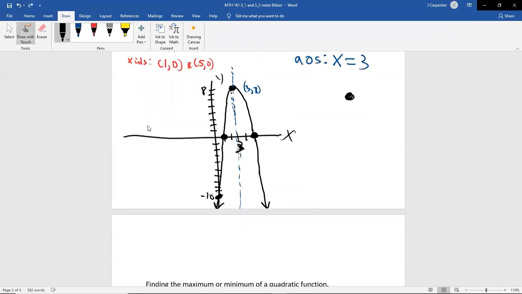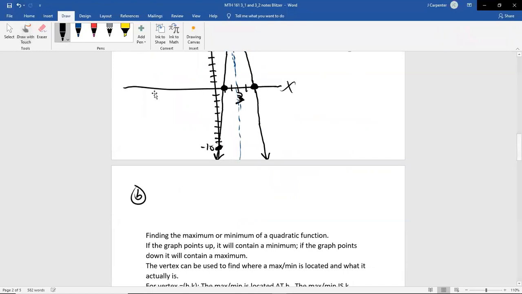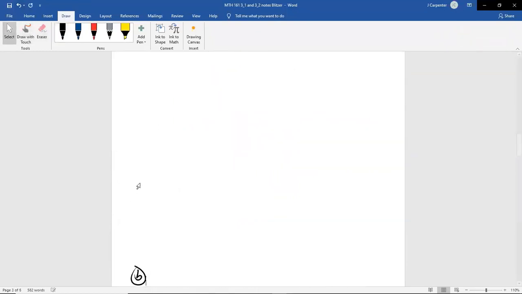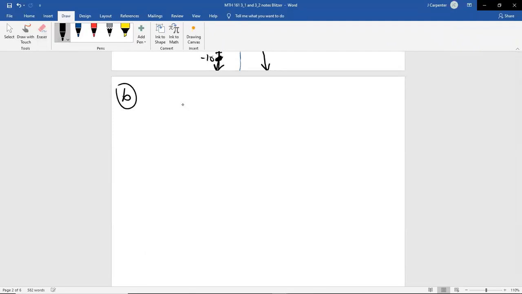All right, finally, b. Gonna need lots of space. Oops. Now look at this, I have eraser selected. You can see that. This thing is weird sometimes. b. f of x equals (x plus 4) squared plus 2.